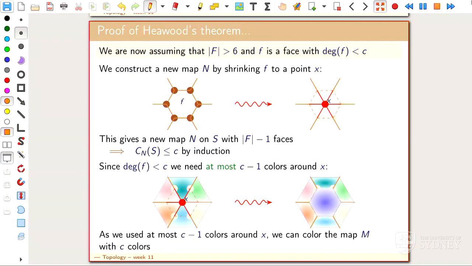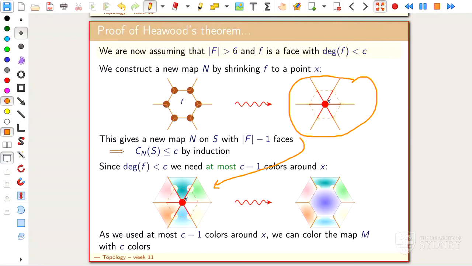Let me repeat that argument because it's kind of nice. Take your face, shrink it to a point, you have a smaller problem. Okay, that's always a good start. So you reduced your problem to a smaller problem. Assume that we already solved the smaller problem. We can color the map that we get. So we color this map, this one here, without the face, and we get some coloring, whatever it is. We have some coloring.